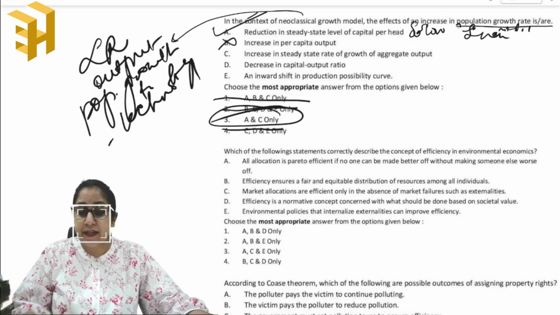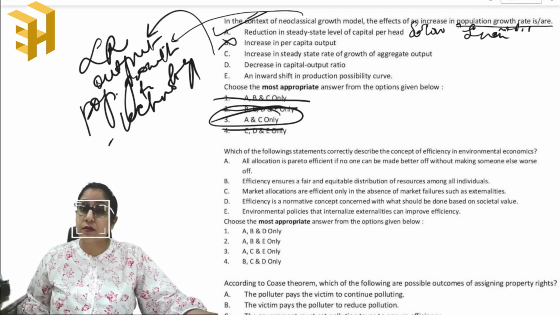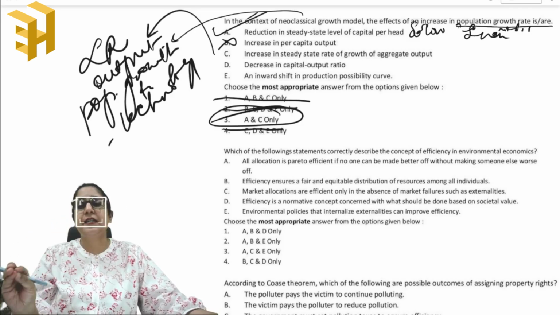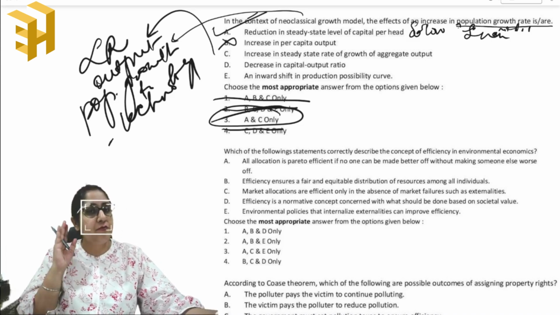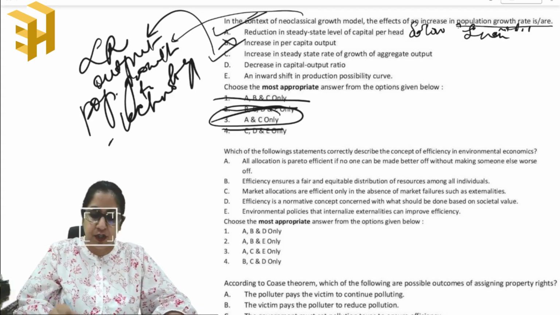Increase in steady rate of growth of output, that's what we discussed here. That neoclassical theory's main ideology is that any increase in population growth or improvement in technology will lead to increased output. So this statement is true.